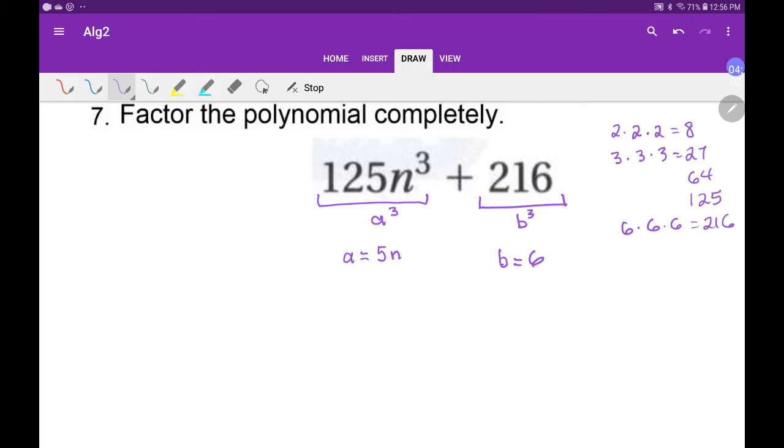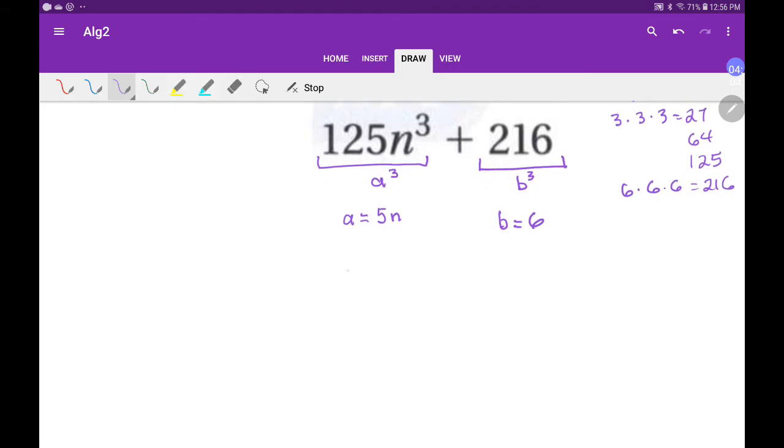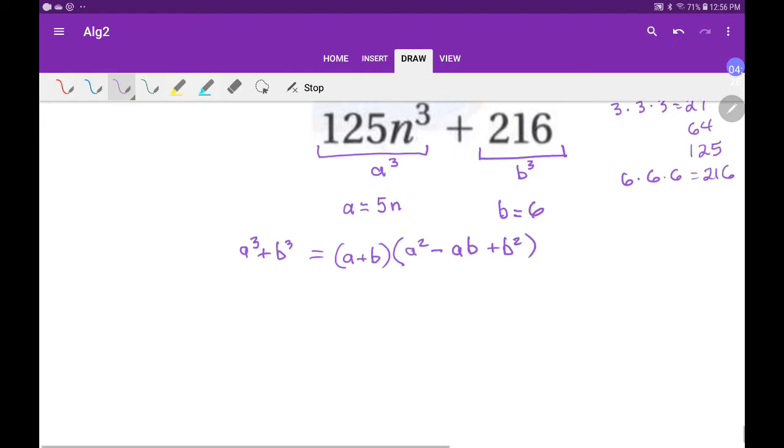All right, so now that we know that, we just do the formula. A to the third plus b to the third is equal to a plus b times a squared, remember, oh, I was going to say plus, but it's not plus. Remember, minus has to go somewhere. Just plain old a times b plus b squared. This is the formula that I said it would be beneficial to memorize.